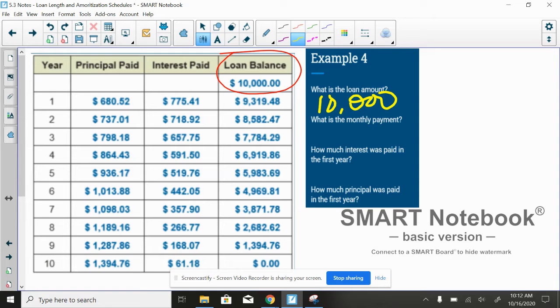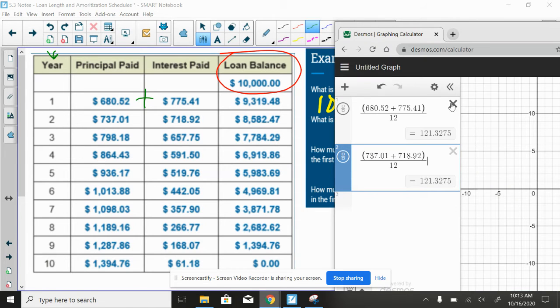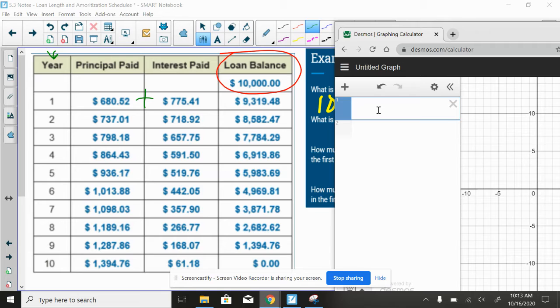Now, this one is a little bit trickier than some of our other ones. So this tells me right here that this is the year. So when I see year one, they give me a principal and an interest paid. I have to add those together, but that would be the year's payment, not the monthly payment. So I'm still going to add those together. And when I add these together, I've got $680.52 for my first amount for that principal.